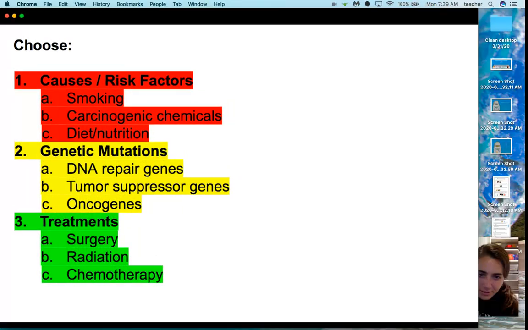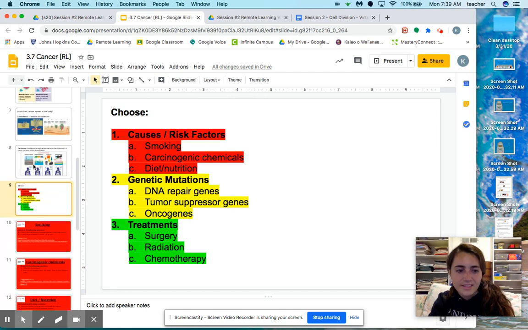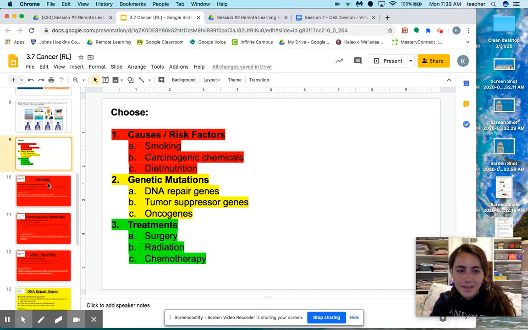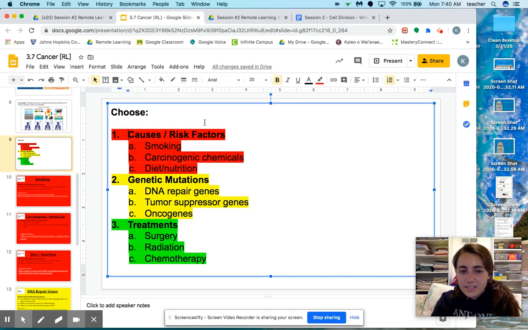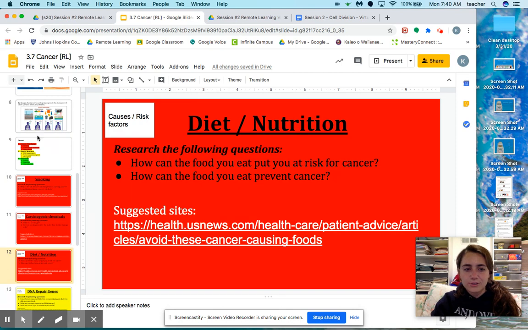Okay, so now what you're going to do is read some articles. This is an activity that if we were in class, it's stations, but because of the situation, you are working independently, and you're going to choose 3 topics to read about. You're going to choose one of the causes or risk factors. So you can either read about smoking, carcinogenic chemicals, or diet and nutrition. And those 3 topics are in red. So there's smoking, carcinogens, diet, and nutrition.